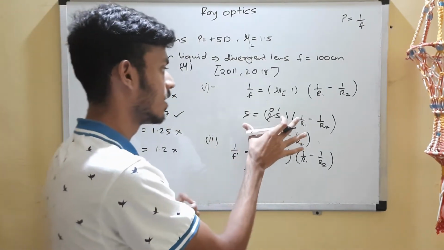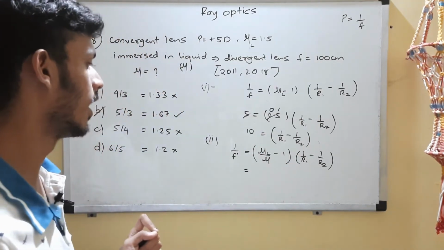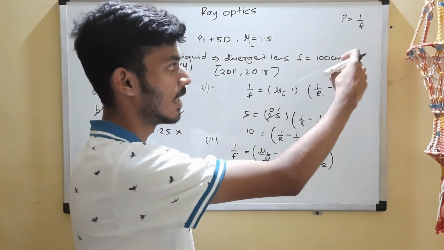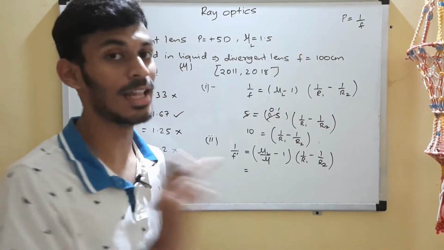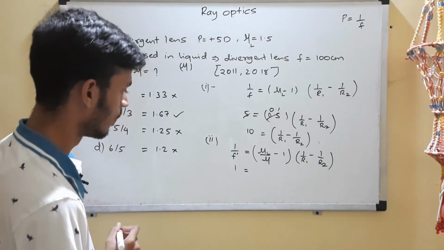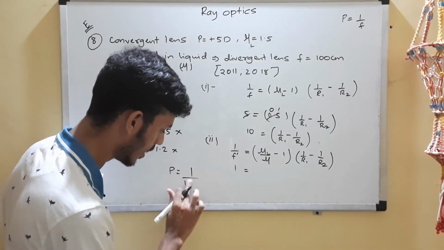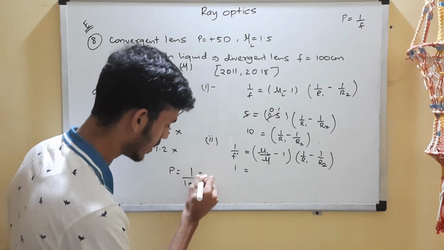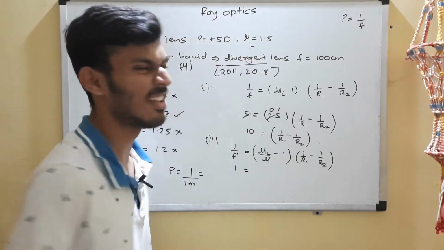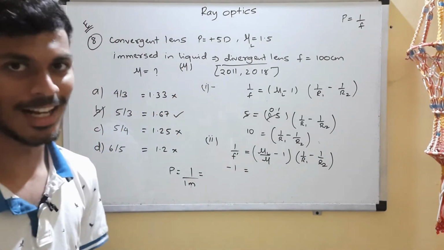So in this equation we have everything in meters, or diopter you might say. Here also you want it in diopter, so the answer will be 1 upon 1 meter. 100 centimeters is 1 meter, so it is 1 diopter. Basically 1 upon f is 100 centimeters, which is 1 meter, nothing but 1 diopter. And it is divergent. It's not convergent, it's divergent, so the power is negative.